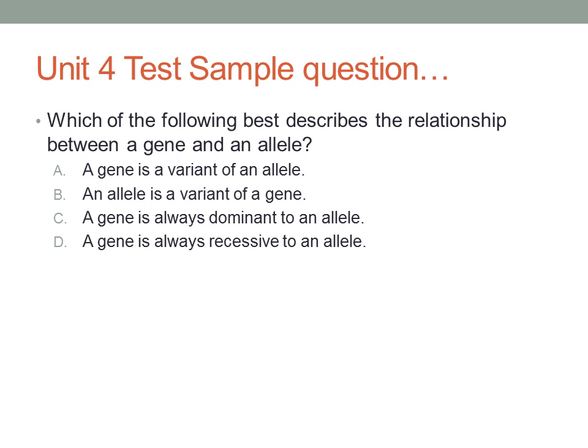So for example, if we had the hair color gene, some alleles would be blonde or brown or red, etc. So the best answer for this one would be B. An allele is a variant or form or version of a gene.